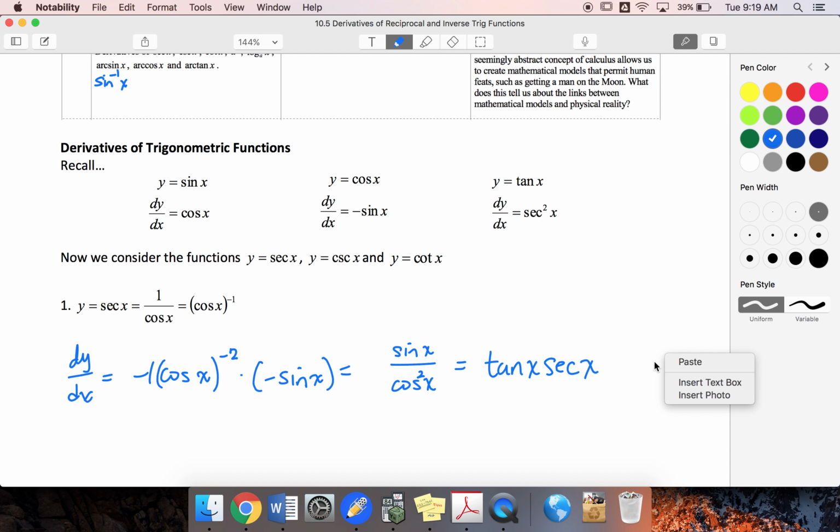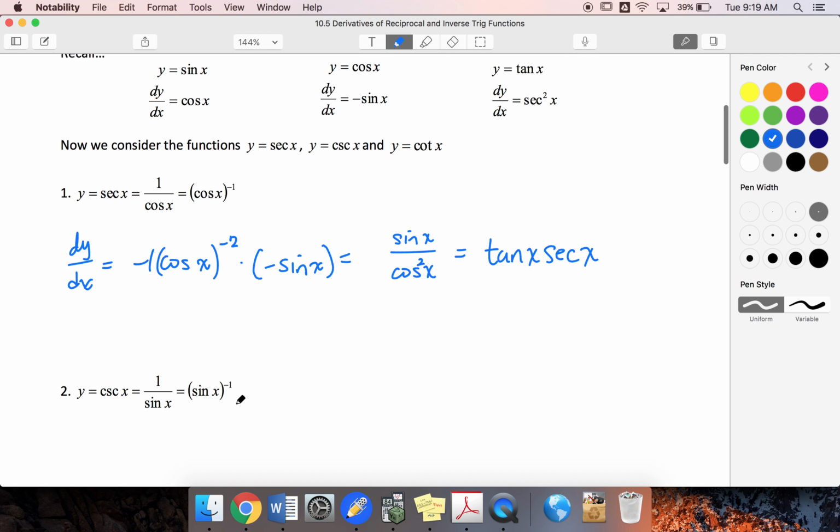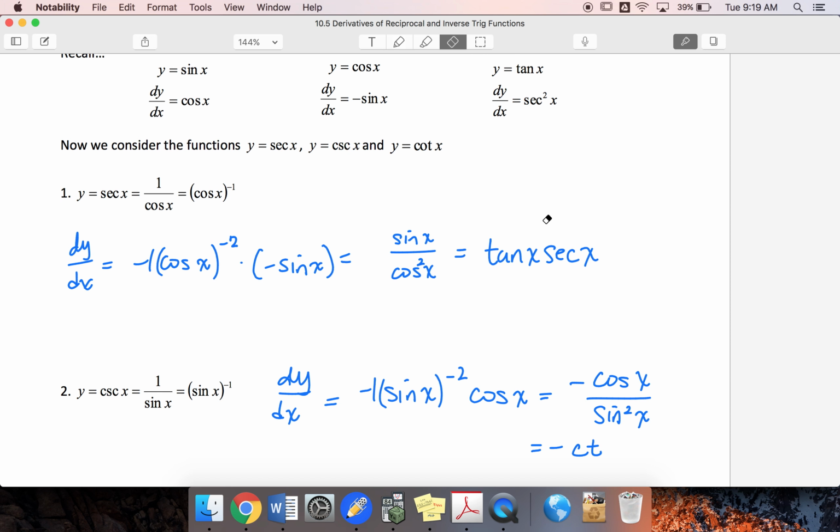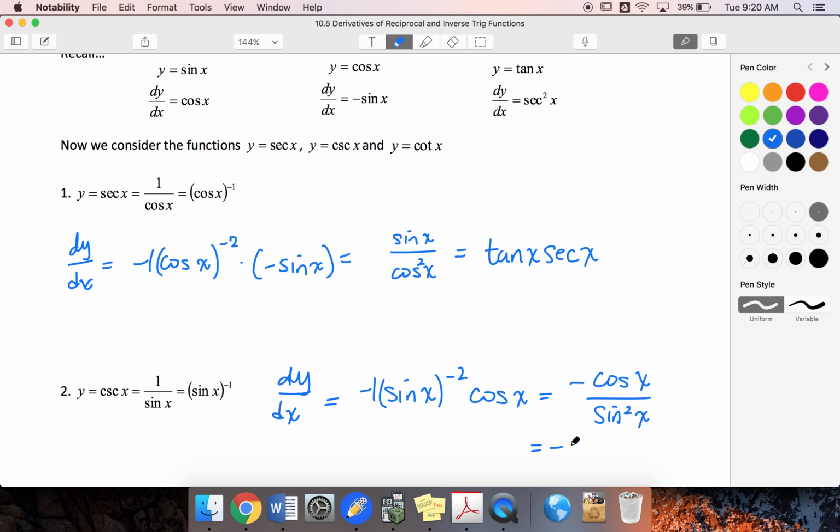So we could go ahead and do that same thing with all of our functions. So cosecant: dy/dx, -1 sine x to the -2, derivative of sine is cosine, so we're going to have negative cosine x over sine squared x. Cosine over sine, that's cotangent. Let me write that correctly. Negative cotangent of x, and then 1 over sine is cosecant of x.